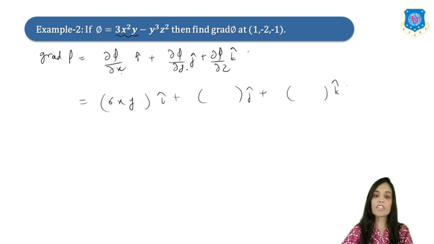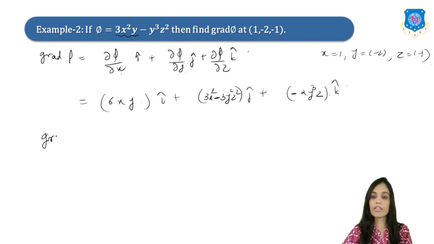Now we have to evaluate with respect to y. So answer will be 3x square minus 3y square z square. Okay, and lastly we have to find partial derivative with respect to z. So here it will be minus 2y cube z. Okay, so now we have to put the values of the x, y, z. So x is 1, y is minus 2 and z is what? Minus 1. So let us put the values in this gradient of phi, that is 1, minus 2, minus 1.